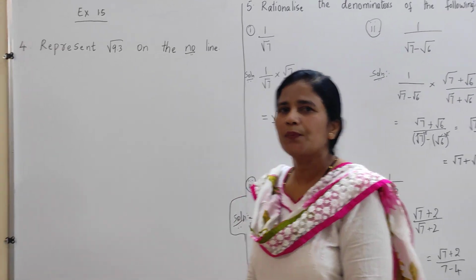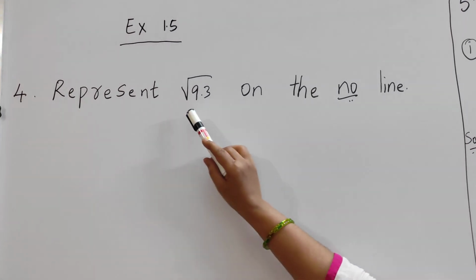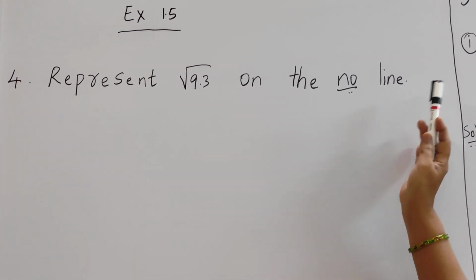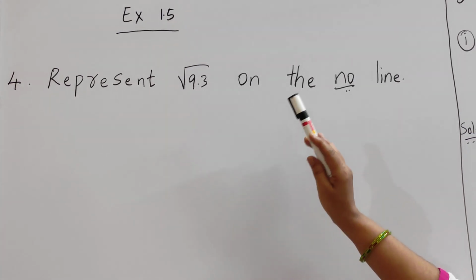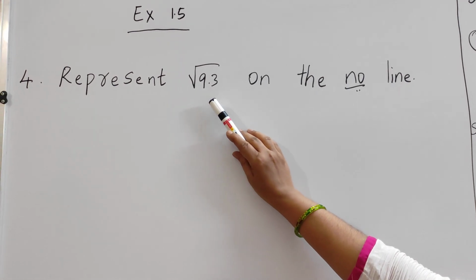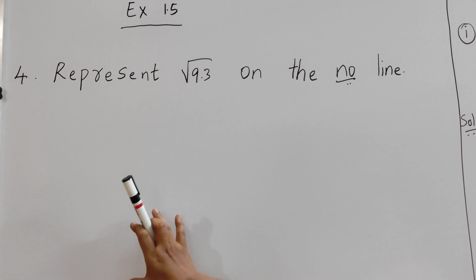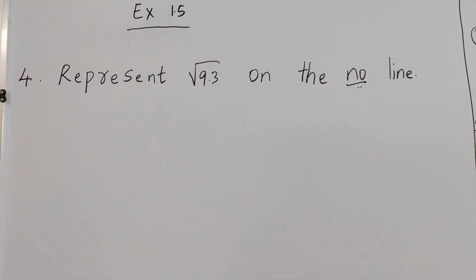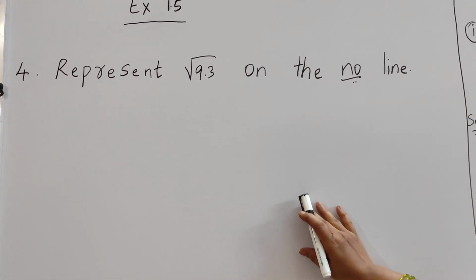Question number 4 says, represent root 9.3 on the number line. In the previous class we had discussed how to locate a number on the number line, and now it's a decimal, so the procedure is different. I'll give you a rough explanation on the board and then I'll show you with the mathematical instruments in the book.